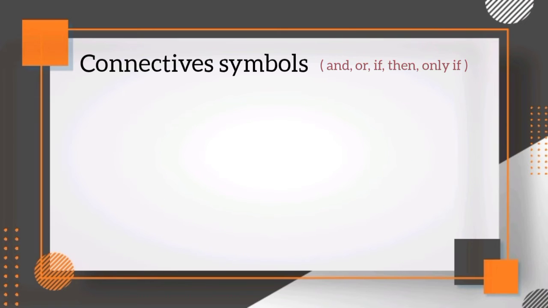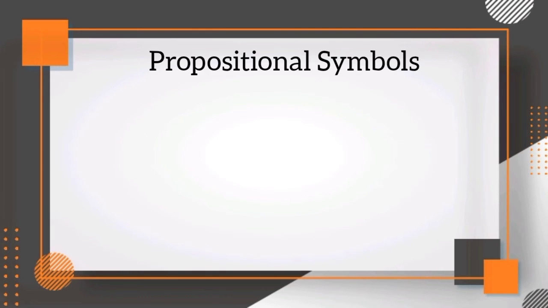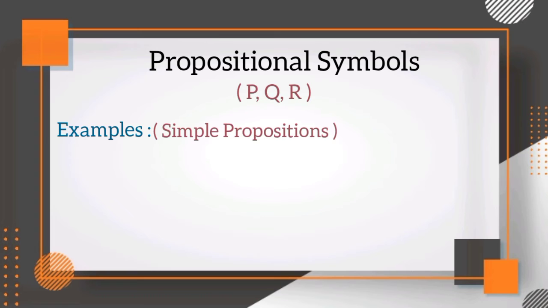So the connectives can be turned into symbols. So here is the list of all the connective symbols. The first column is the symbols, the second is the purpose of each symbol, and the third column is the translation for each symbol. The propositional statements can also be turned into symbols, which commonly used are P, Q, and R. So here are some examples of simple propositional statements turned into symbols.